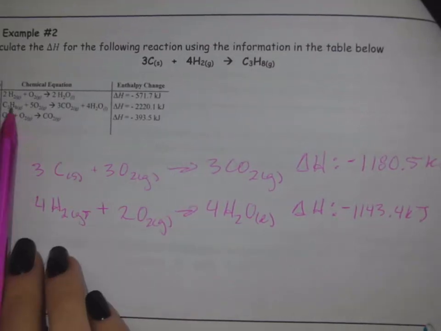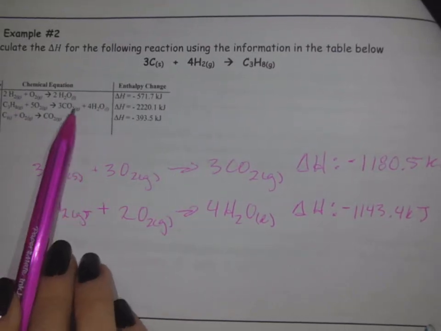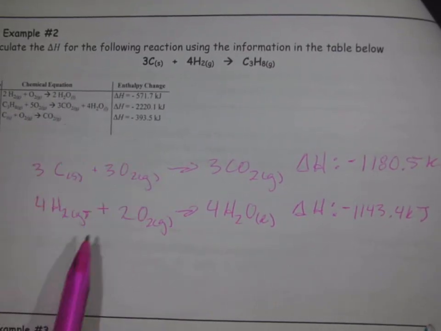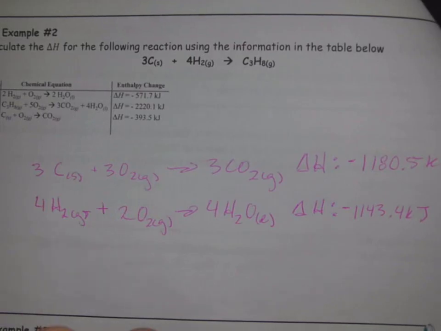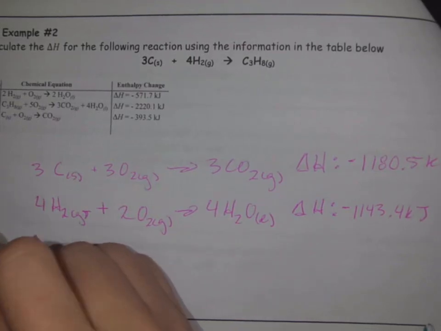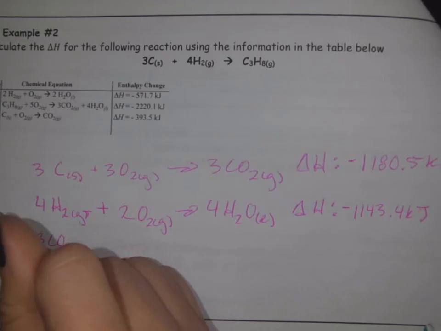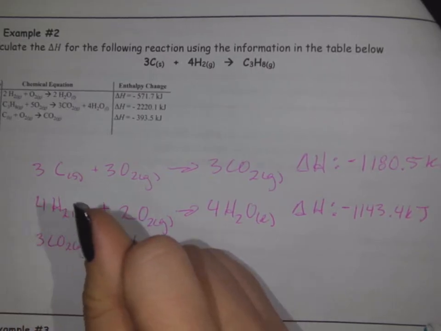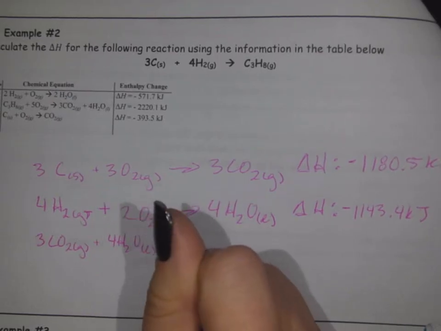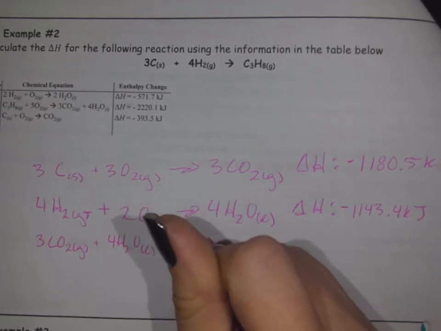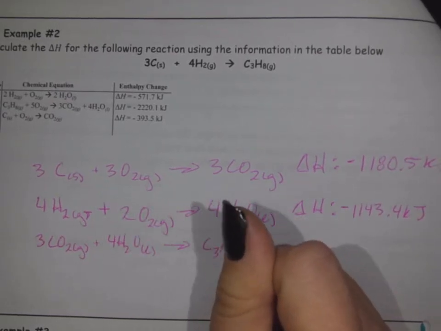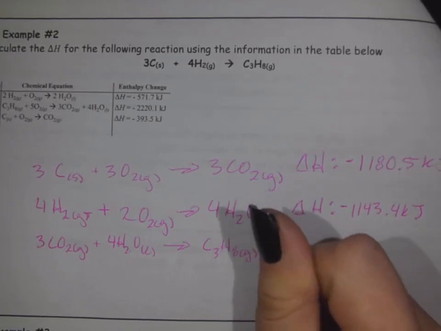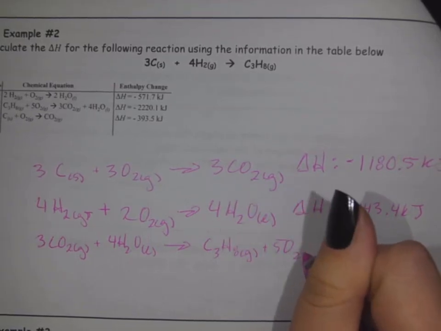Coefficient of 1, coefficient of 1. So I'm not going to multiply this reaction by anything, I'm just going to take the inverse of it. So then it's going to be 3 carbon dioxide gas plus 4 H2O liquid results in C3H8 gas plus 5O2 gas.